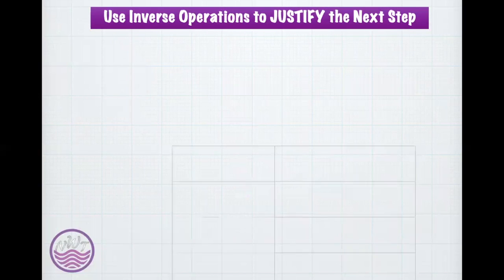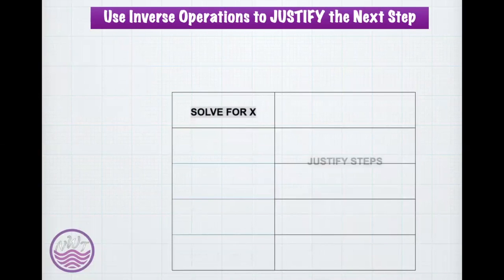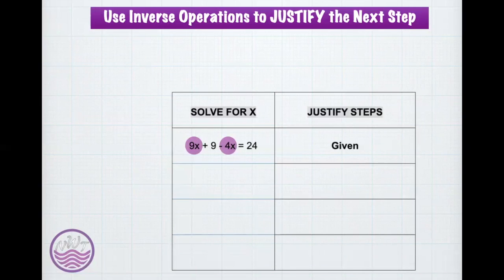And our last question. Let's say we are given something similar, but now our variables are on the left side. I need to remember that if I have any like terms, I need to do that first. So I do have a negative 4x and I have a 9x. Those are like terms because they both have an x to the same power. That's going to give me 5x plus 9 equals 24. And then my justification, I combine like terms.